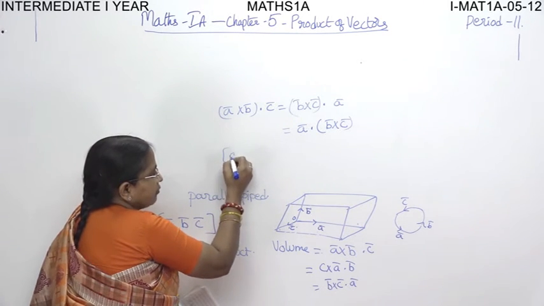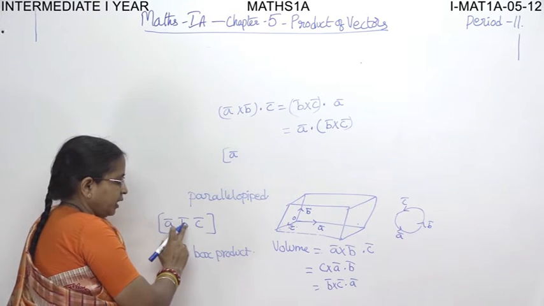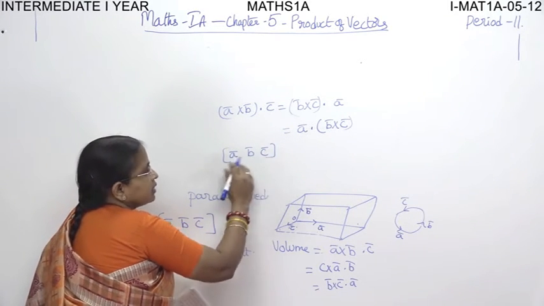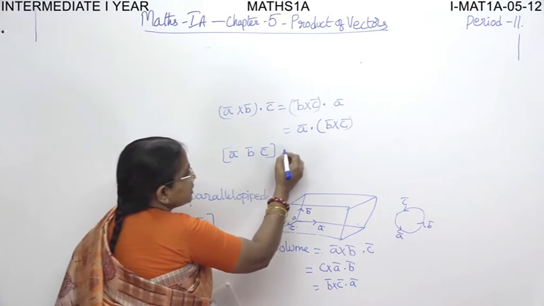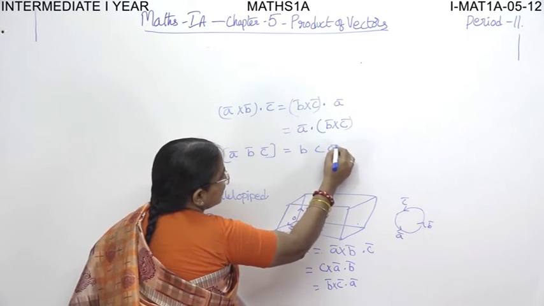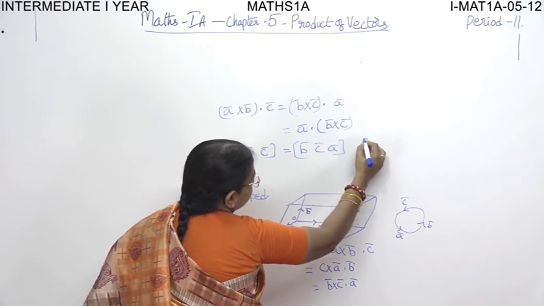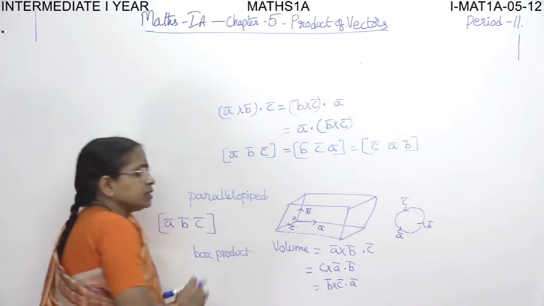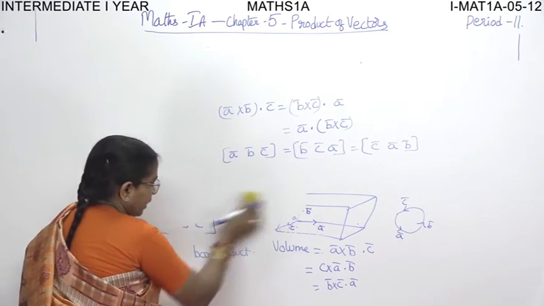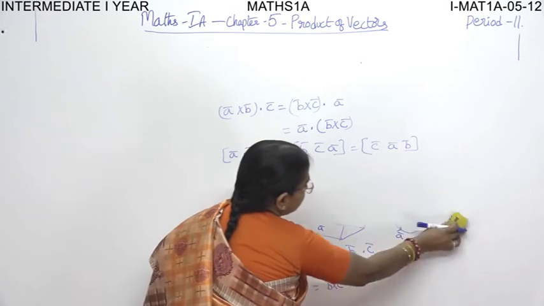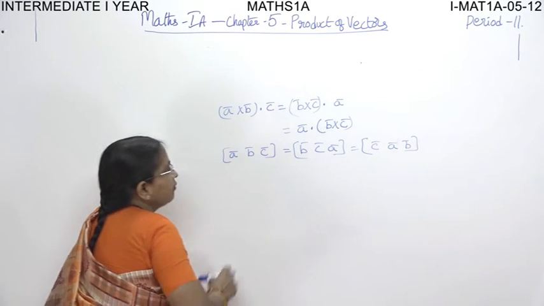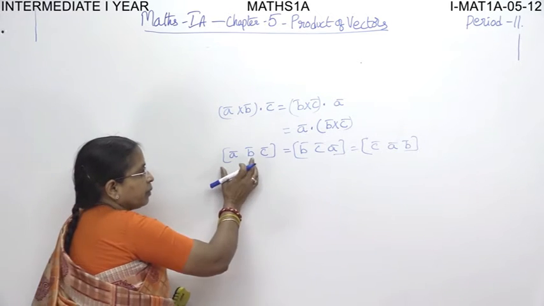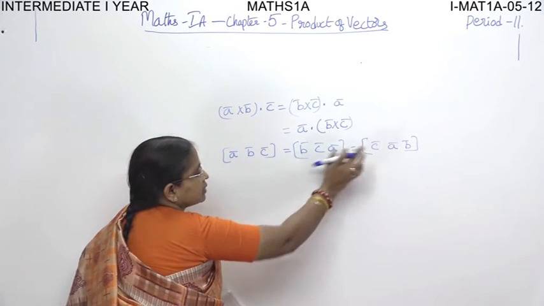So we need not write any symbols here. Box product is the scalar triple product. Box ABC is the same as box BCA is the same as box CAB. Now this is about the volume of the parallelepiped and also the scalar triple product. When the cyclic order is maintained, you can write the scalar triple product as box ABC or BCA or CAB.